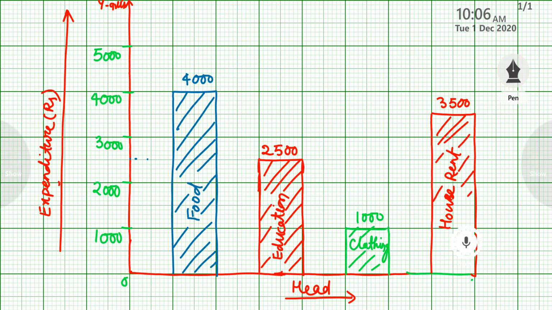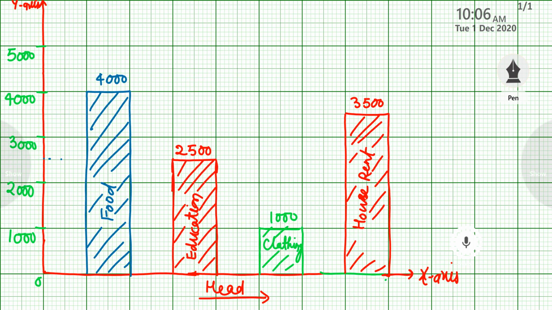Last one, what is remaining here? Scaling. Scale on the y-axis: 1 centimeter is equal to 1000 units. This is the complete graph.